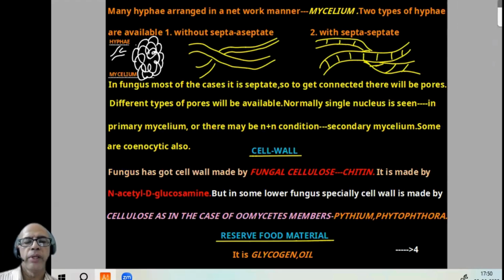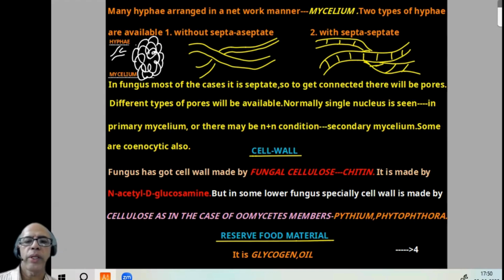In the diagrams you can find 2 types of hyphae available: without septa, no crosswall, and with septa. If a crosswall is there, some openings will be there on the septa; septal pore we can find. Normally a single nucleus is seen in primary mycelium and there can be the N+N condition in secondary mycelium. Sometimes there is no crosswall, so many nuclei can be seen, which is coenocytic.